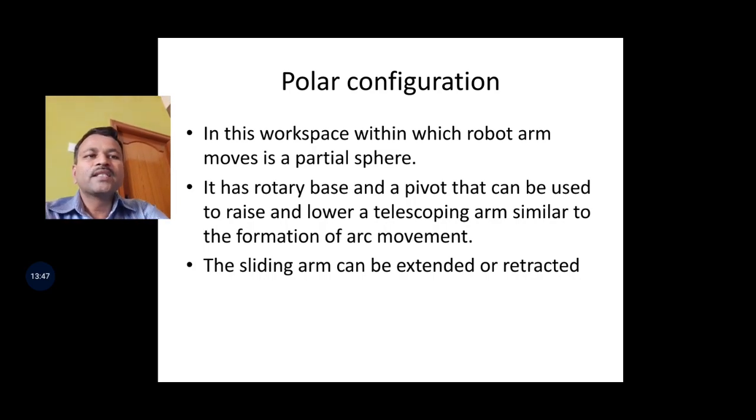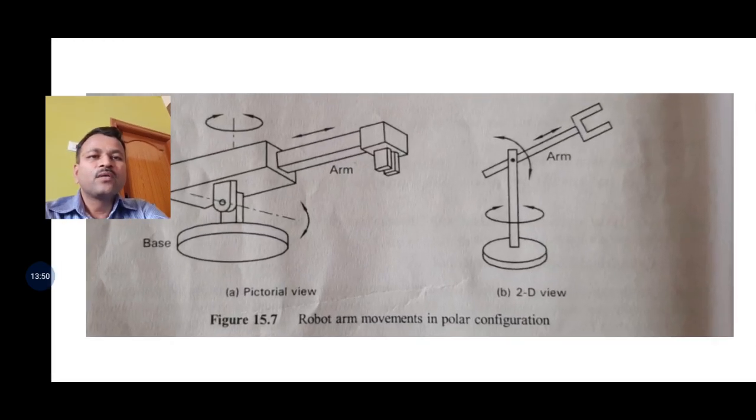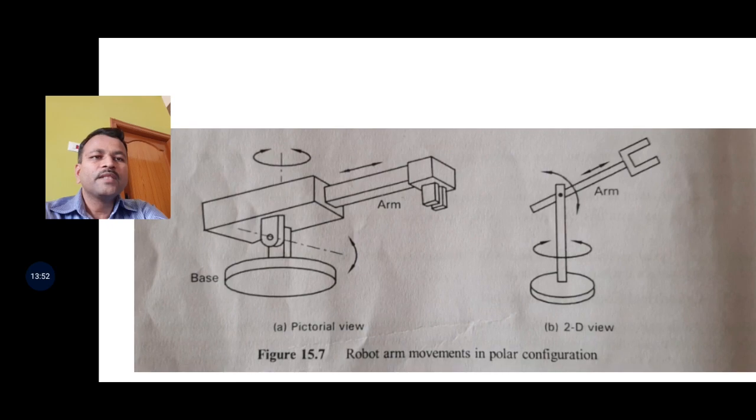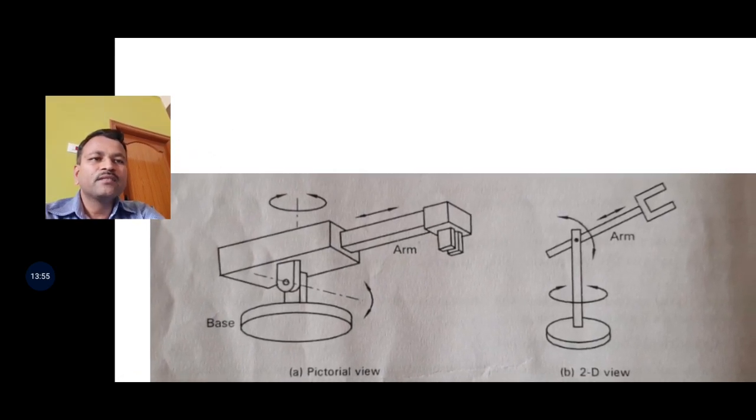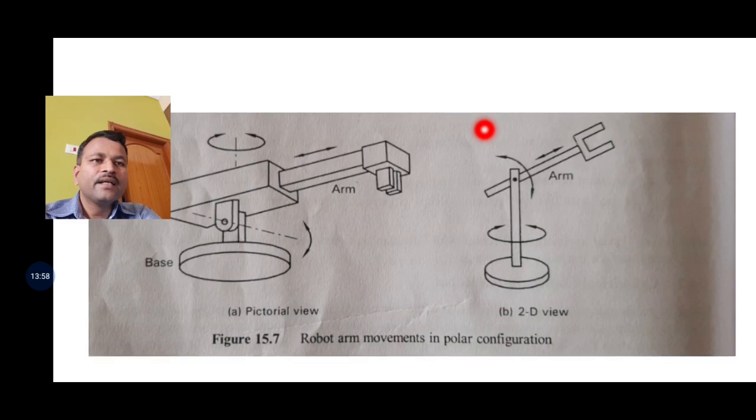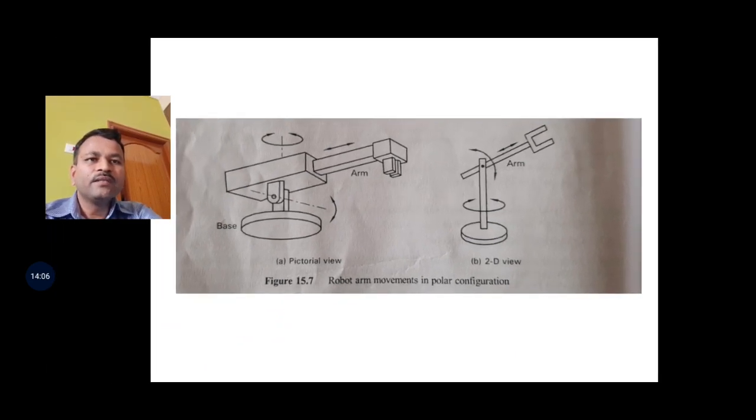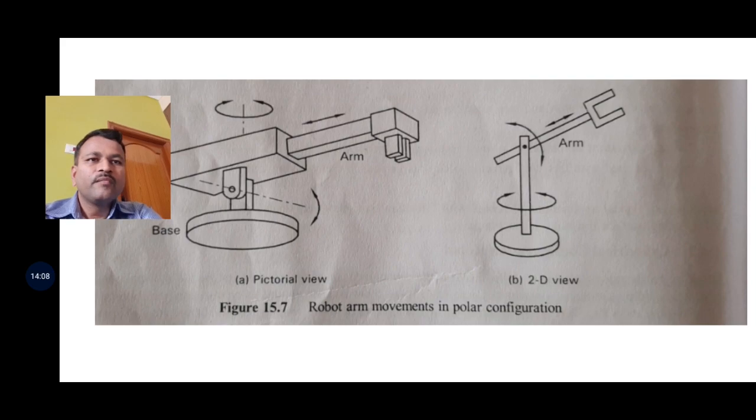The sliding arm can be extended or retracted. See here, there is a rotary disc. You can see the arm is there. It makes an arc movement. So this is the arc movement. The arm can move in an arc. The base is in a circular fashion. This arm will come in this linear direction. These are the grippers. This is the arm. This is the gripper. It can pick up in a spherical way. An object can be picked up in a spherical way.